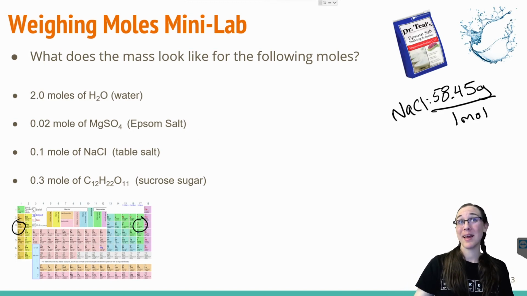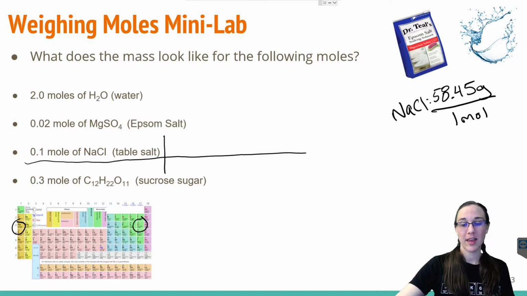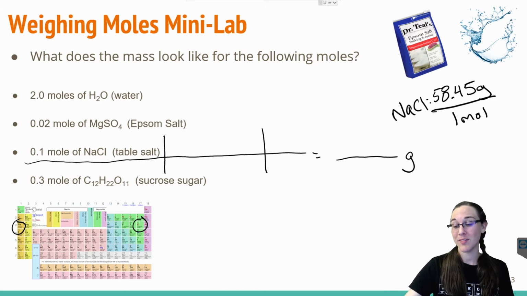Let's set up our magical line to freedom. Our given is the 0.1 moles of NaCl, and we're going to try and find the grams of NaCl for that amount of moles.